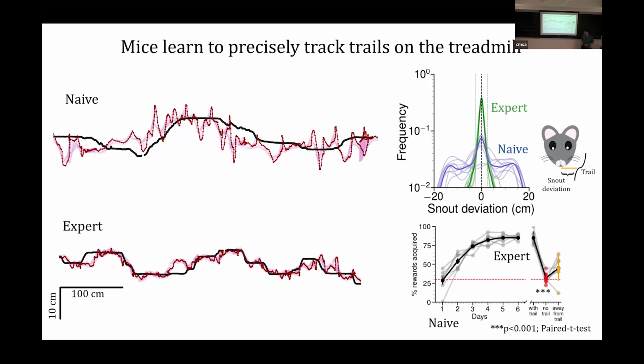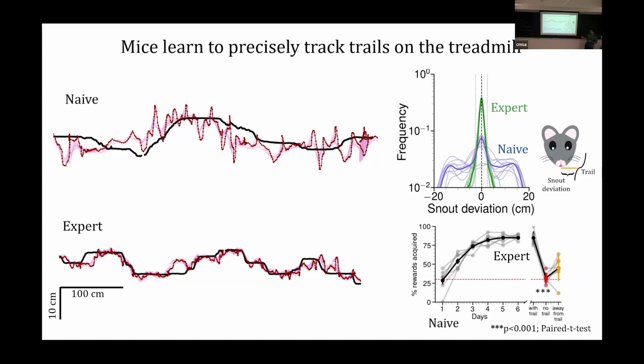To motivate them to track the trails, we also present chocolate drops as rewards. And if you were to look at how much of the chocolate drops they get, again, in about 4 or 5 sessions, which is days, we do 1 session a day per mouse, we find that animals get about 75% of the chocolate drops.